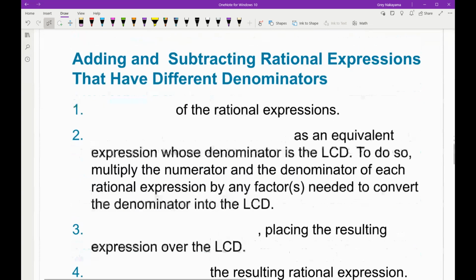So now let's talk about adding and subtracting rational expressions that have different denominators. So first we have to find that least common denominator.